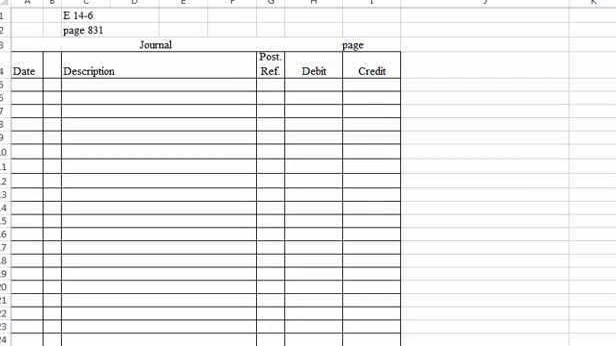Okay, now we're going to take a look at exercise 14.6 on page 831. And it's a similar problem to the ones we've been working, you guys. Here we're going to deal, though, with a premium. The Gorman Group issued $900,000 of 13% bonds on June 30th, 2016 for $967,707. So the $900,000, of course, is the face amount. The 13% is the stated or contract rate.